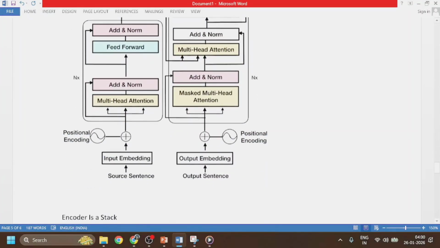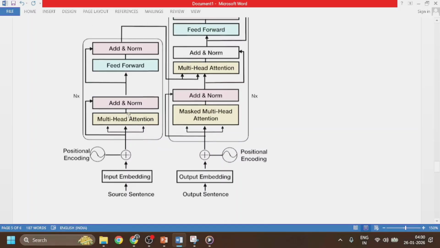Now we move here to self attention. I already said that every encoder has these layers: multi-head attention, add and normalization, feed forward, add and normalization, and residuals. These 5 layers we have in every encoder.